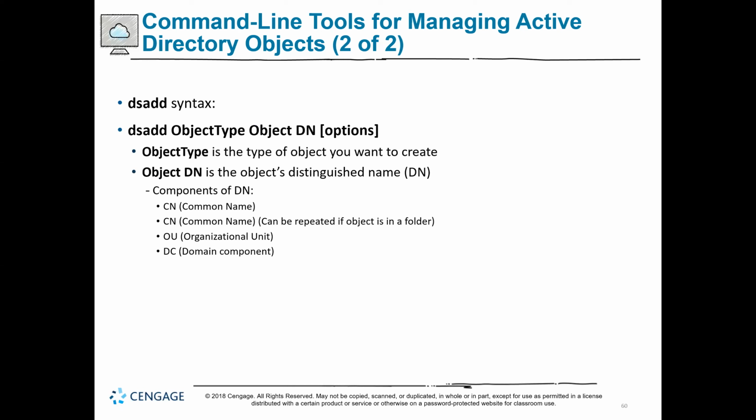dsadd syntax: object type, object DN, and then you have your options. Object type is the type of object you want to create. Object DN is the object distinguished name. So you have your common name. You can repeat it if the object is a folder or OU, organizational unit, or like your domain component.